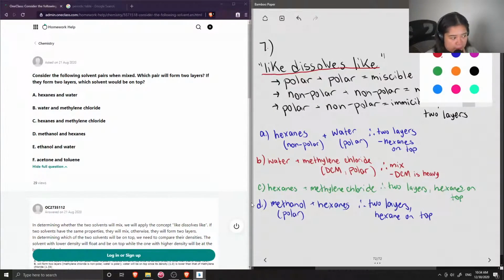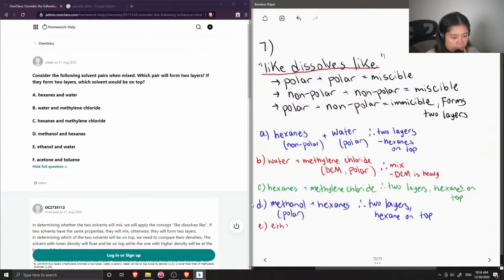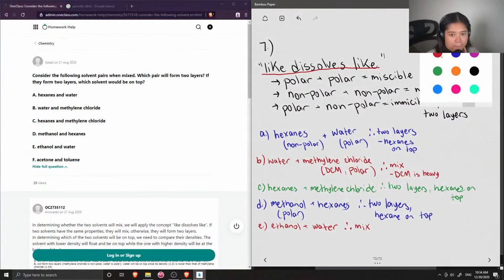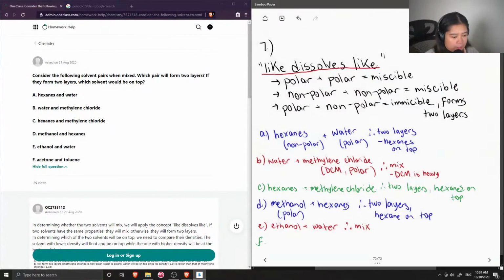Next, we have ethanol and water. These two are both polar, so they will mix together and no layers will be formed. And then lastly, we have acetone and toluene. These will also mix together.